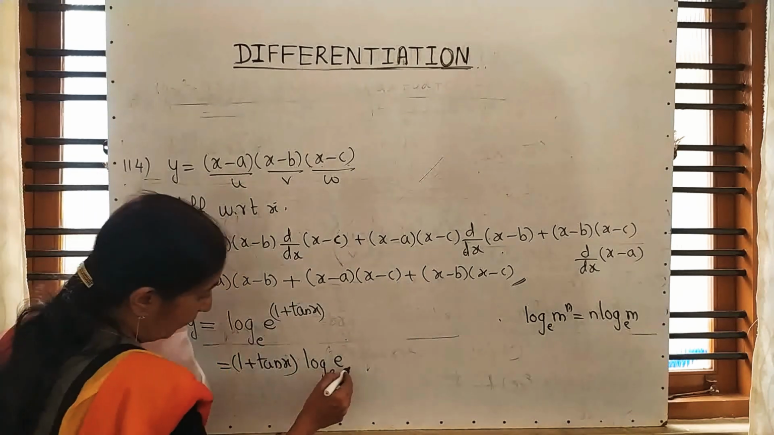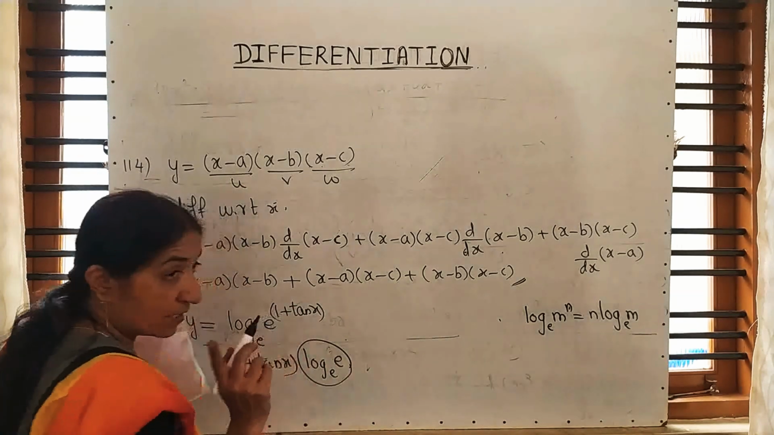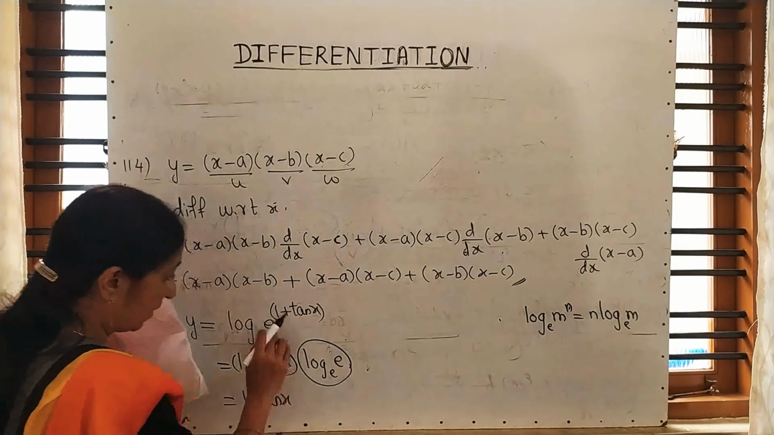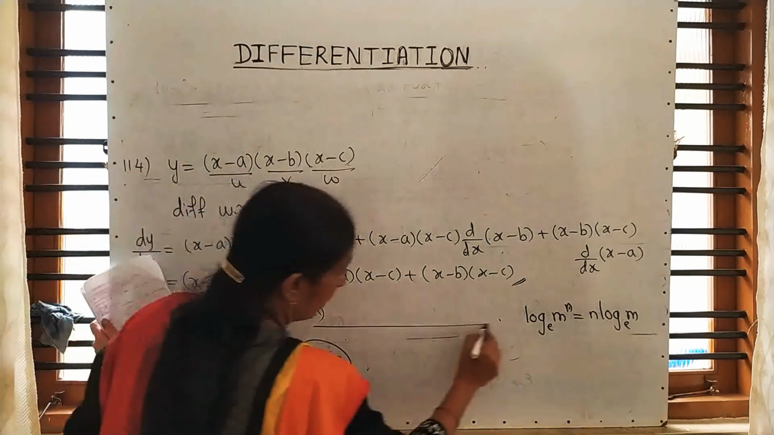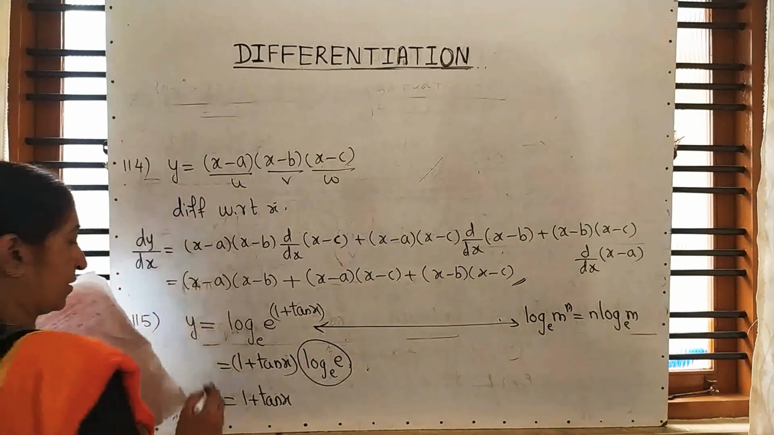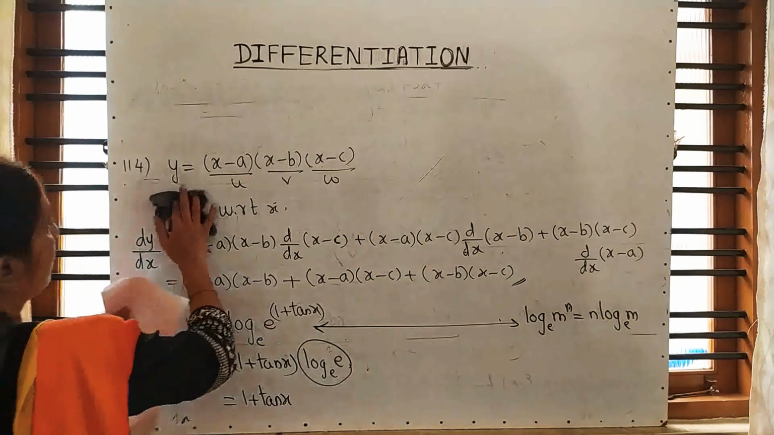Are you familiar with this? Log e to the base e value is 1. So we are getting 1 plus tan x. Please note this down. It is in the form of log m raised to n. That power comes first. Now differentiate this.